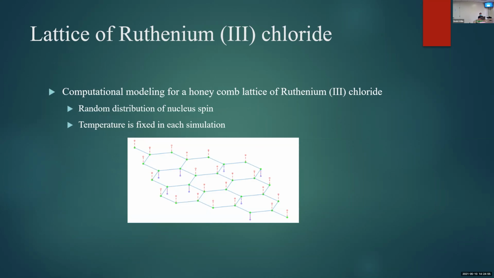We simulate the lattice of ruthenium chloride in MATLAB. Our basic assumption is that in a honeycomb lattice of ruthenium chloride, we choose 2 atoms in the honeycomb lattice, and we consider those atoms as a canonical ensemble with random distribution of nucleus spins. And in each simulation, the temperature is considered as a fixed value.